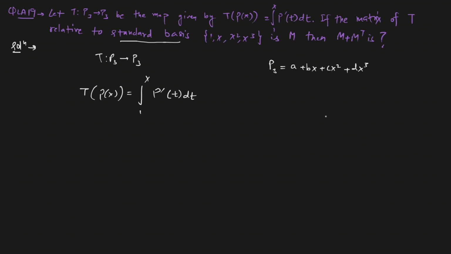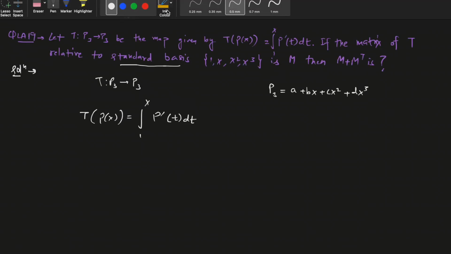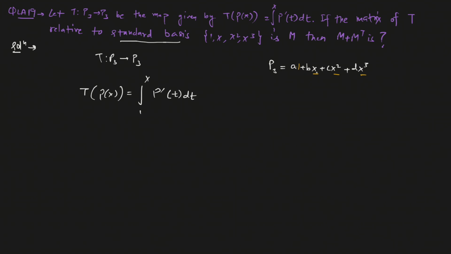So this is the standard basis. We know any 3-degree polynomial is nothing but a linear combination of 1, x, x square, and x cube, right? So any 3-degree polynomial is a linear combination of these four terms: 1, x, x square, and x cube. So these are the standard basis for P3. We have seen this many times in the previous videos, where I solved questions similar to these with 2-degree and 3-degree polynomials.